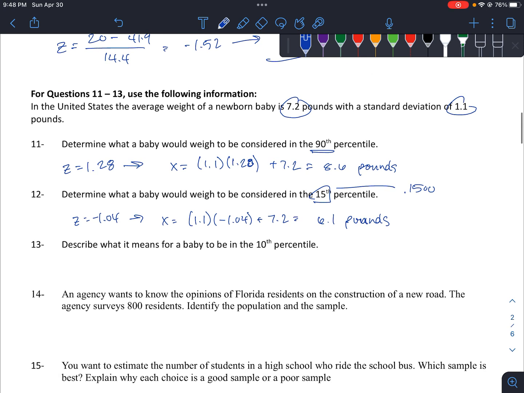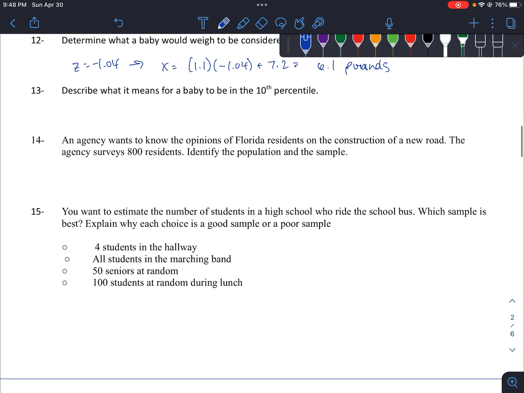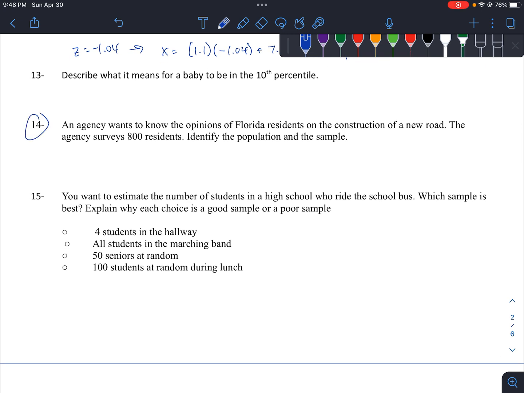Okay, describe what it means for a baby to be in the 10th percentile. For this one, you could actually find 10%, but it basically just means that it's babies that are born with weights that would consider them to be in the bottom 10%. So you can say something to that effect. Okay, so I'm going to stop the video there. I'm going to pick up on 14 in the next one.